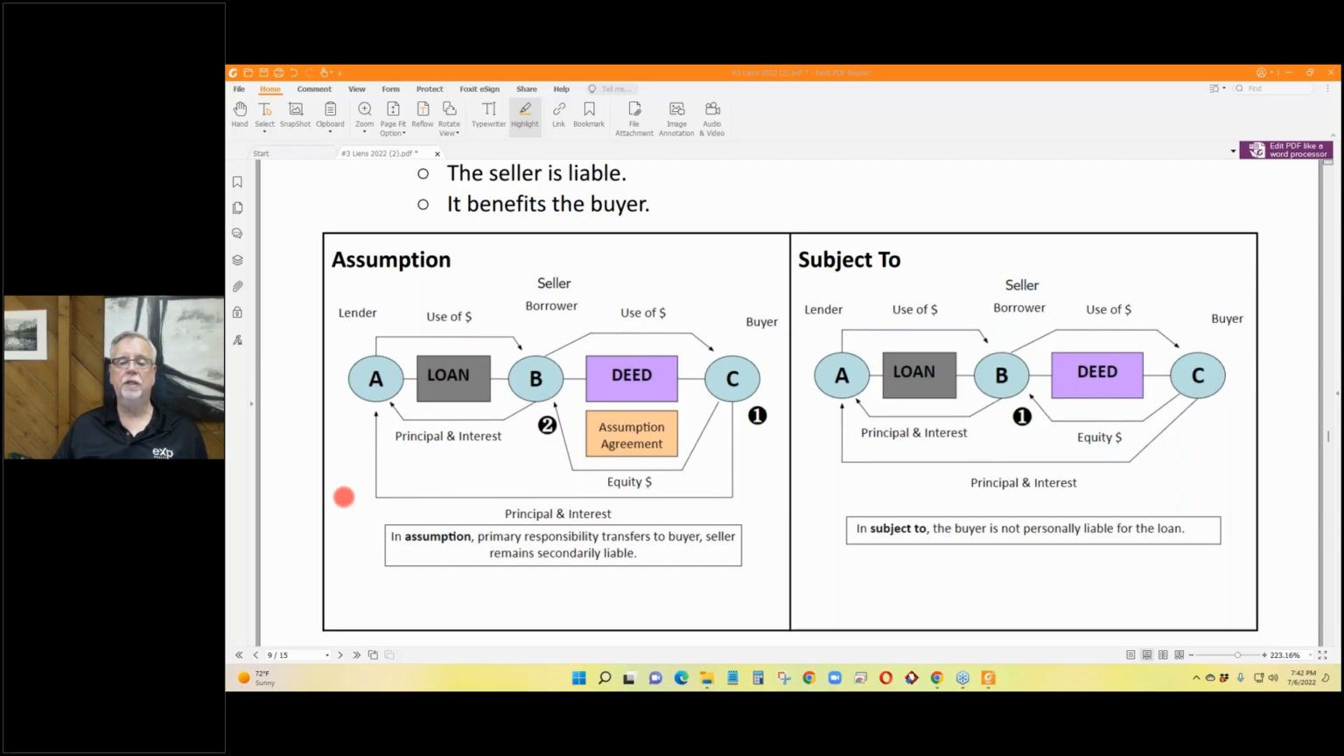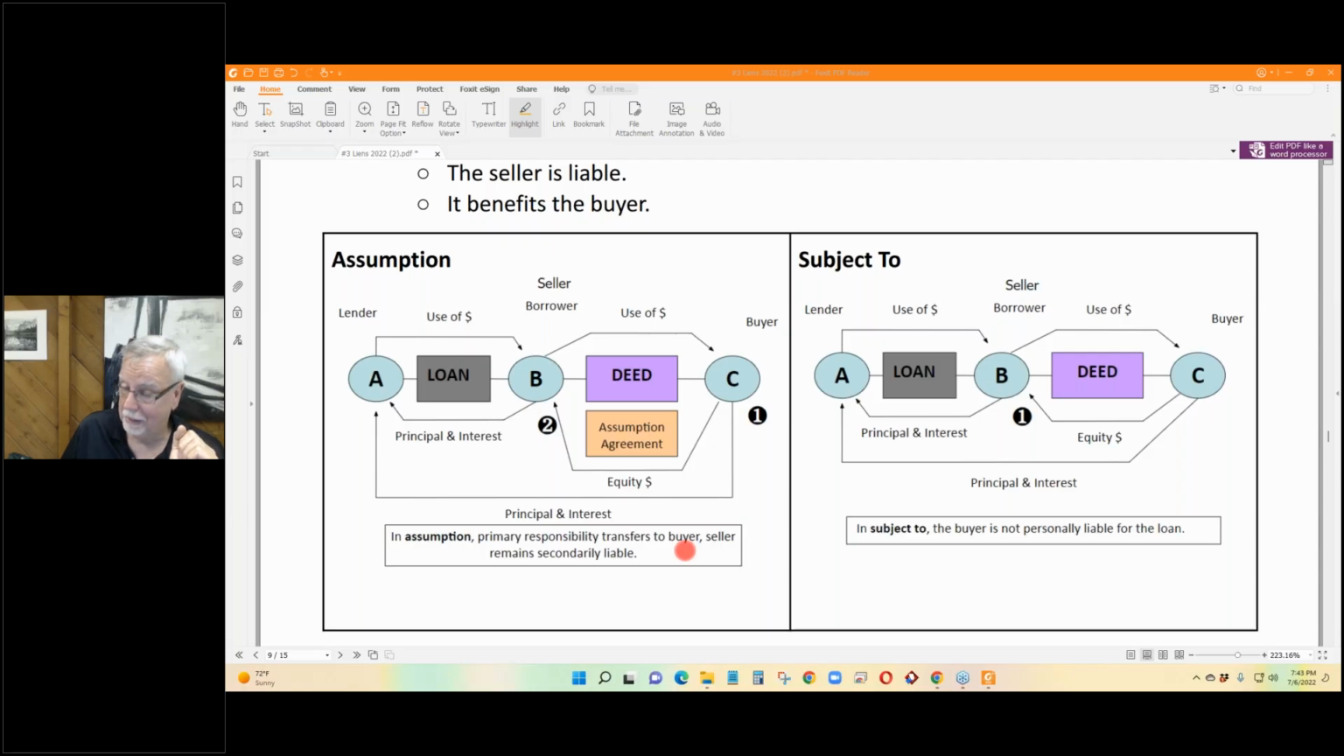Now, the question is, what if the property was foreclosed and there was a deficiency and there was a deficiency judgment? Who would be primarily responsible? And the answer is the buyer, because the buyer signed an assumption agreement that said they're assuming personal responsibility, but the seller is secondarily liable. So in assumption, primary responsibility transfers to the buyer.